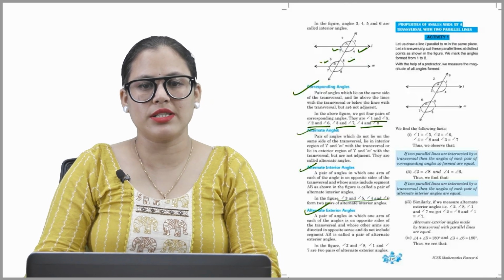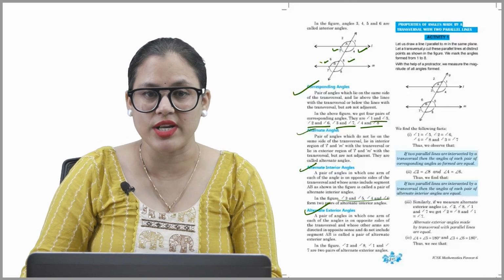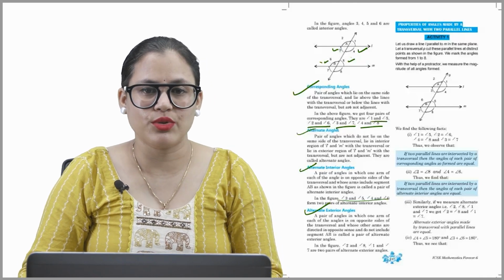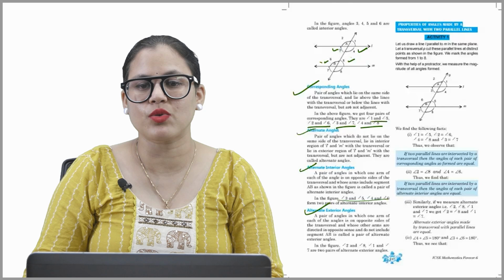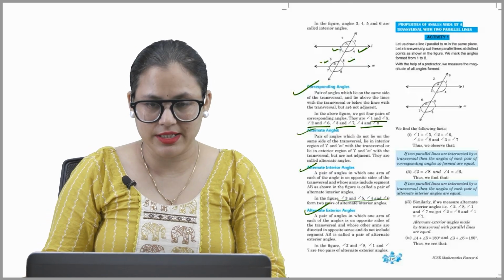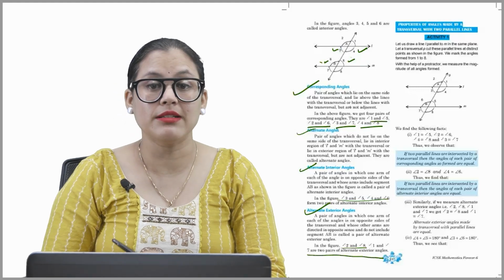Next, alternate exterior angles. A pair of angles in which one arm of each of the angles is on opposite sides of the transversal and whose other arms are directed in opposite sense and do not include segment AB is called a pair of alternate exterior angles. In the figure, angle 2 and angle 8, angle 1 and angle 7 are two pairs of alternate exterior angles.